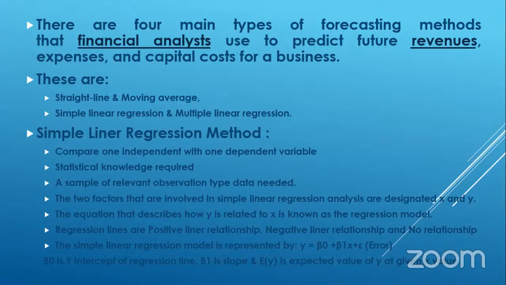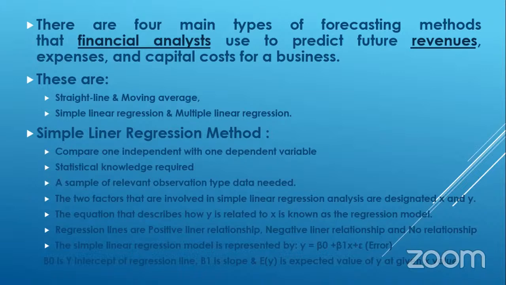Simple linear regression compares one independent variable with one dependent variable. To evaluate it, statistical knowledge is a must, and a sample of relevant observation data is also needed. The two factors involved in simple linear regression analysis are designated as x and y. The equation that describes how y is related to x is known as the regression model.